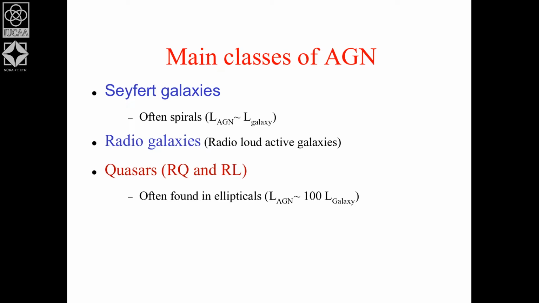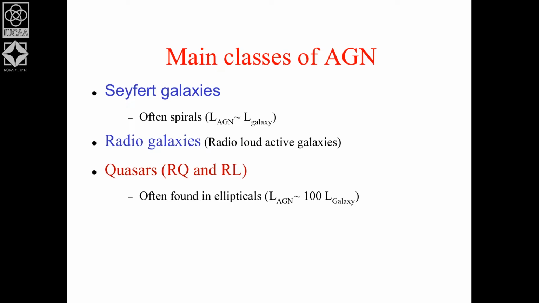So this type of AGN has a bright nucleus, and the luminosity of the active galactic nucleus itself is comparable to the luminosity of the entire galaxy. Okay, then we have radio galaxies, and they are radio loud objects. Essentially, they have much more radio luminosity compared to what we observe from normal galaxies like our own.